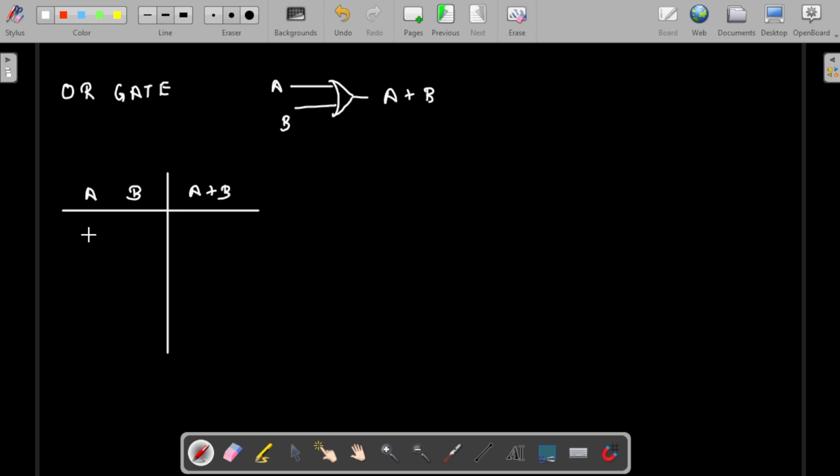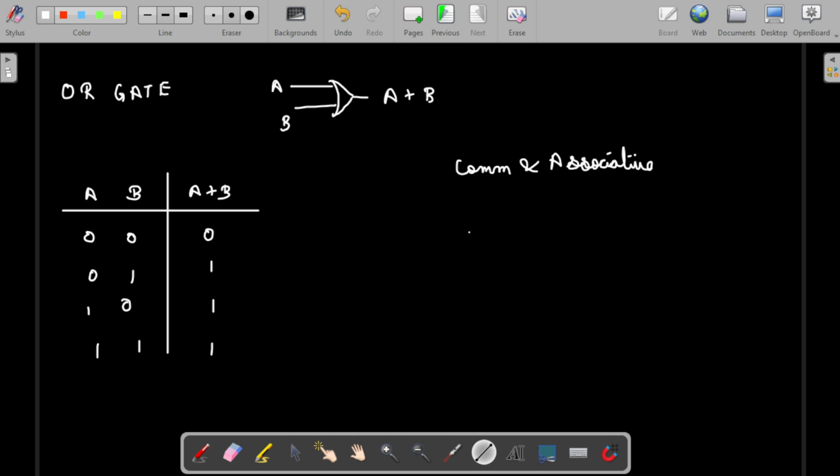So here, if any one of the inputs is 1 or is connected to VCC, the output will be 1. So 0 0 will be 0, 0 1 is 1, 1 0 is 1, 1 1 is also 1. So this is how the logic gate will work. Here also the commutative as well as associative properties will work. All the basic gates will work for it. So this is for the logic gate. Now let me draw a diagrammatic representation of the internal logic structure of how it works in the OR gate.